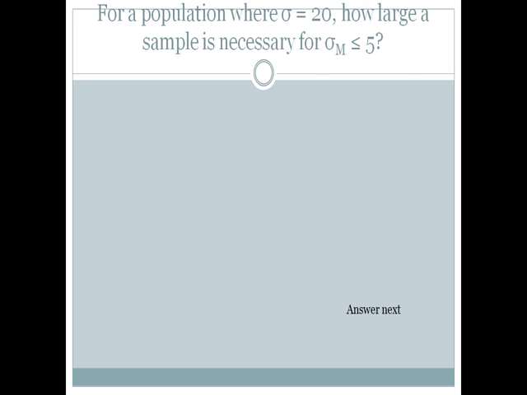For a population where the standard deviation is equal to 20, how large of a sample is necessary to find the standard error of the mean less than or equal to 5? We can work backwards here using the same equation to find that n must be greater than or equal to 16.